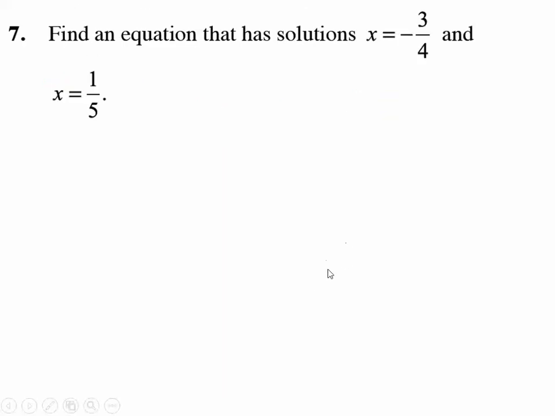Okay. Of course, we've got to deal with maybe some fractions here. So how do we deal with fractions here? I've got x is equal to -3/4. I've got x equal to 1/5. Can we make an equation that makes that?